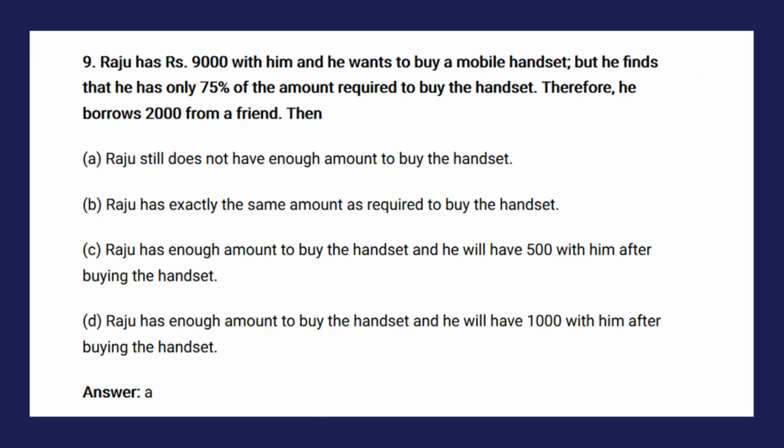Next question 9. Raju has rupees 9,000 with him and he wants to buy a mobile handset, but he finds that he has only 75% of the amount required to buy the handset. Therefore, he borrows 2,000 from a friend. Then option A, Raju still does not have enough amount to buy the handset. B, Raju has exactly the same amount as required to buy the handset. Option C, Raju has enough amount to buy the handset and he will have 500 with him after buying the handset. Option D, Raju has enough amount to buy the handset and he will have 1,000 with him after buying the handset.